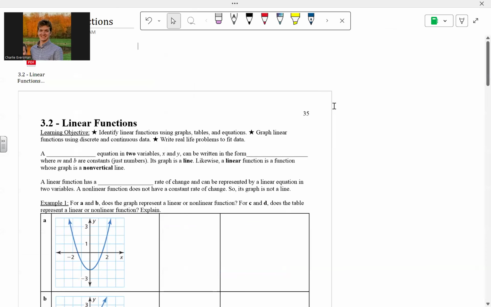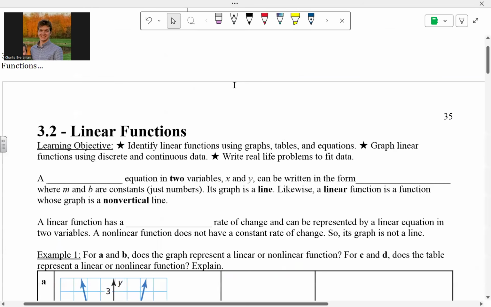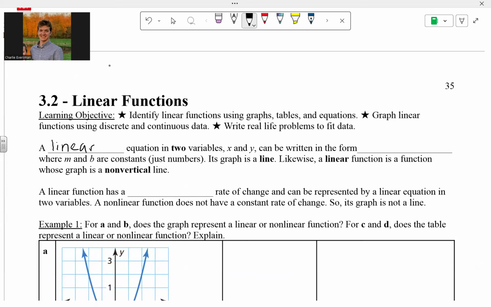We started our new unit on graphing things with functions. That would have been on Wednesday for us. Now we're talking about a particular kind of function. I should say a particular kind of equation. Here we start with the linear function or the linear equation.